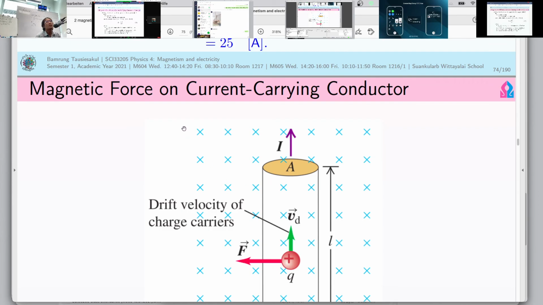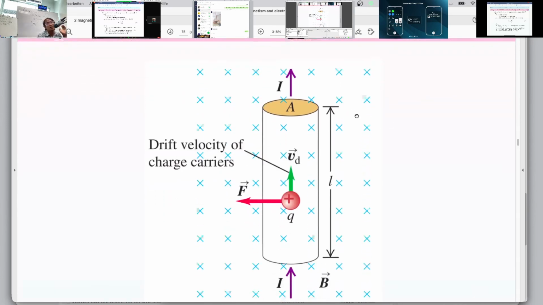Let's move to the next topic, which is fundamentally based on the previous knowledge you have seen about the magnetic force on a charge, right? It's the story about F equals QvB sine theta. If you can still remember that story, well, it's based on that topic.